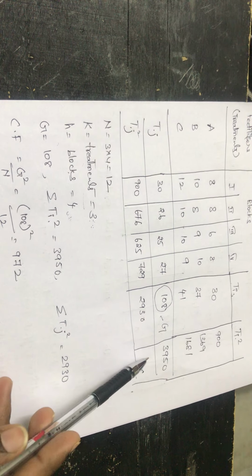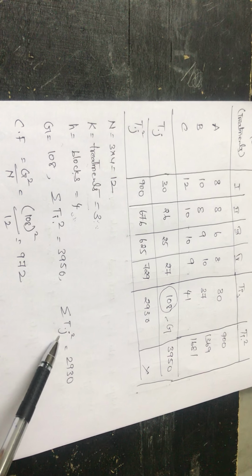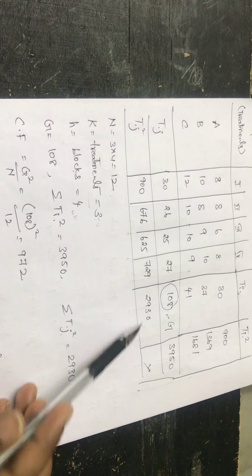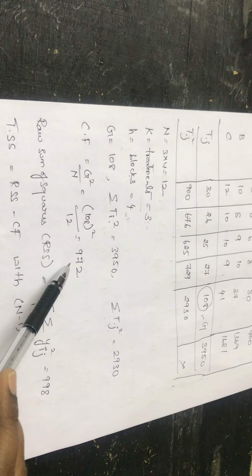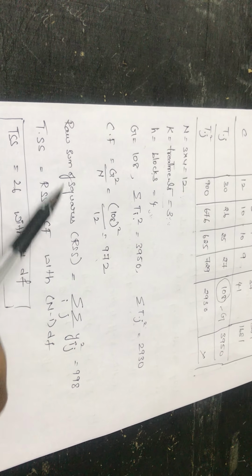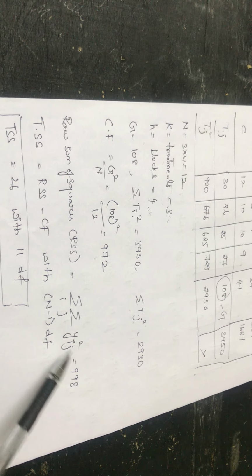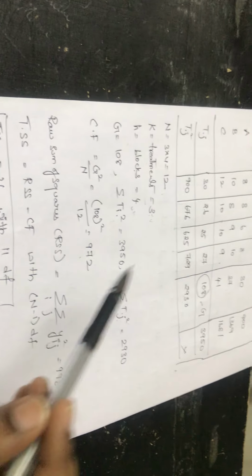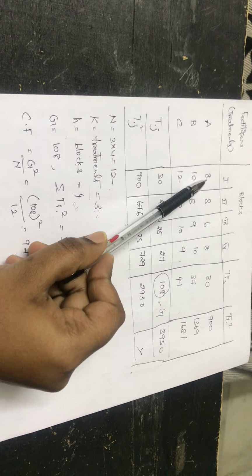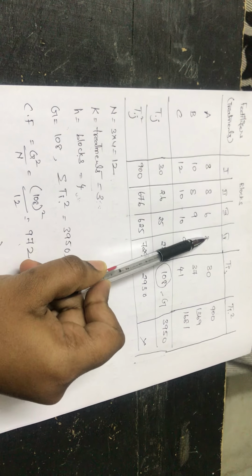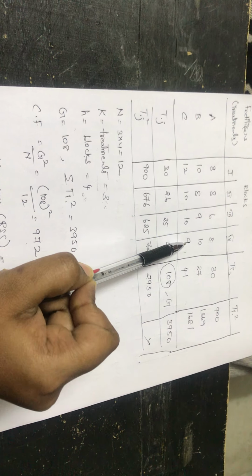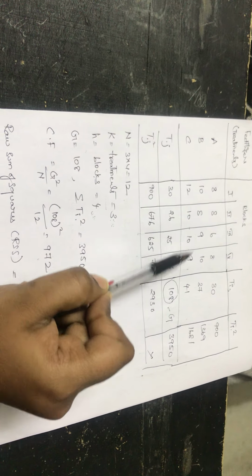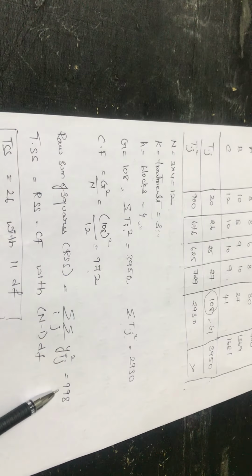Summation Ti square, this total is 3950. Summation T dot j square, this total is 2930. So we have to calculate correction factor G square by N. We got this value. Then afterwards we have to calculate raw sum of squares. We have a formula. Raw sum of squares is equal to each and every observation, that means 8 square plus 8 square plus 6 square plus 8 square and so on, 10 square plus 8 square and so on up to 9 square. Squaring and adding all the observations, you will get raw sum of squares total.